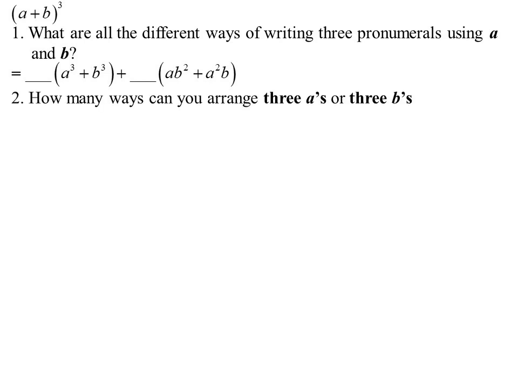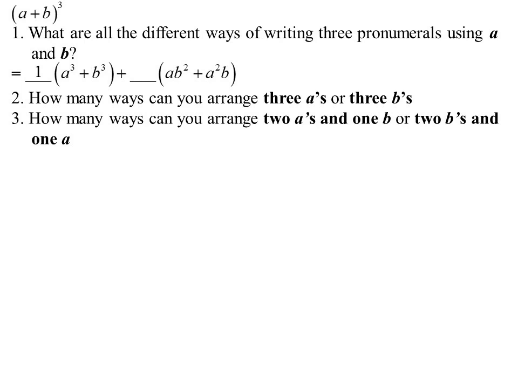So how many ways could I arrange 3 a's or 3 b's? There's only one way, a times a times a. How many ways could I arrange 2 a's and 1 b? Or I could ask the same question of 2 b's and 1 a, it doesn't really matter. 2 objects are the same and one's different.